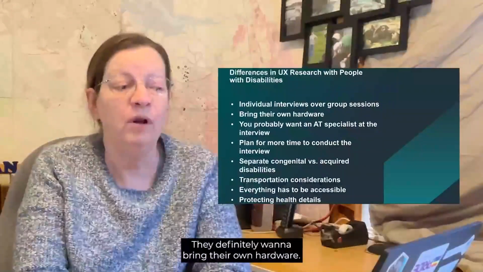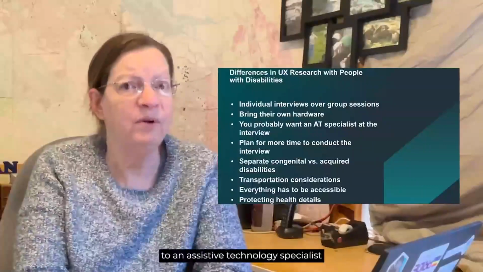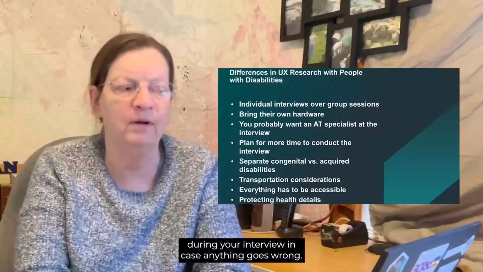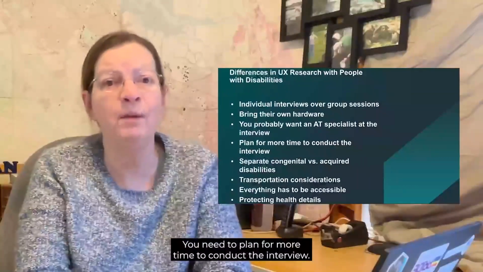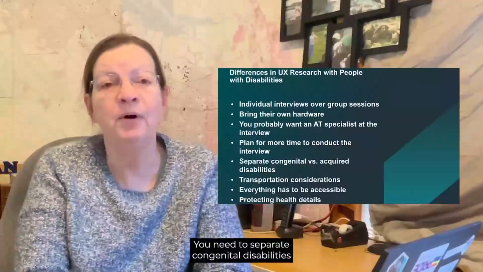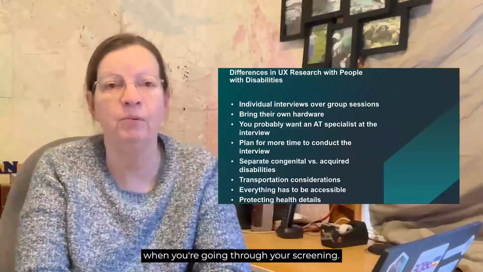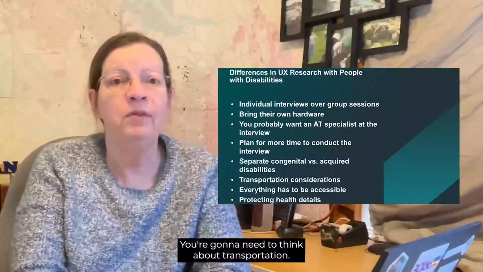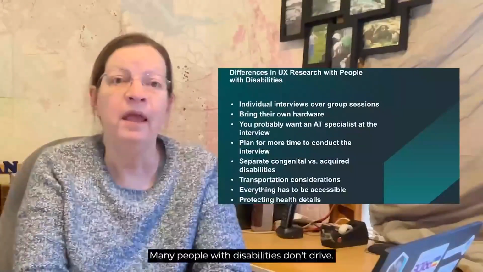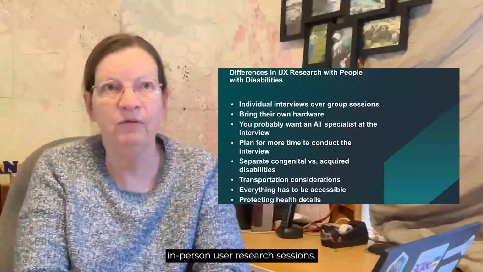They definitely want to bring their own hardware. You're probably going to want access to an assistive technology specialist during your interview in case anything goes wrong. You need to plan for more time to conduct the interview. You need to separate congenital disabilities versus acquired disabilities when you're going through your screening. You're going to need to think about transportation. Many people with disabilities don't drive. And those are in the days when we're doing in-person user research sessions.